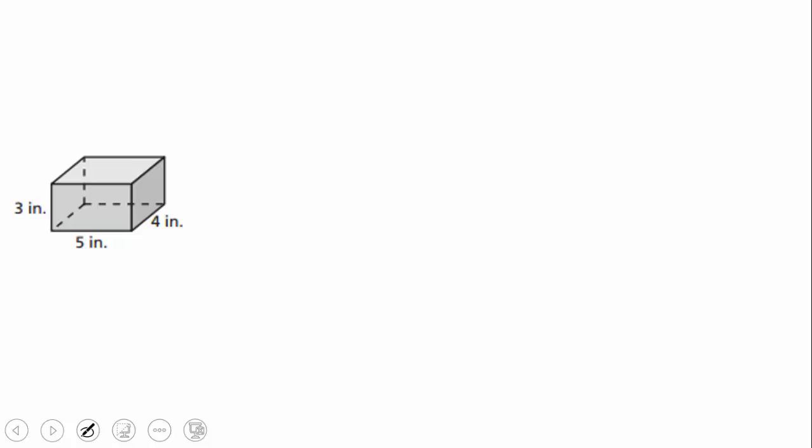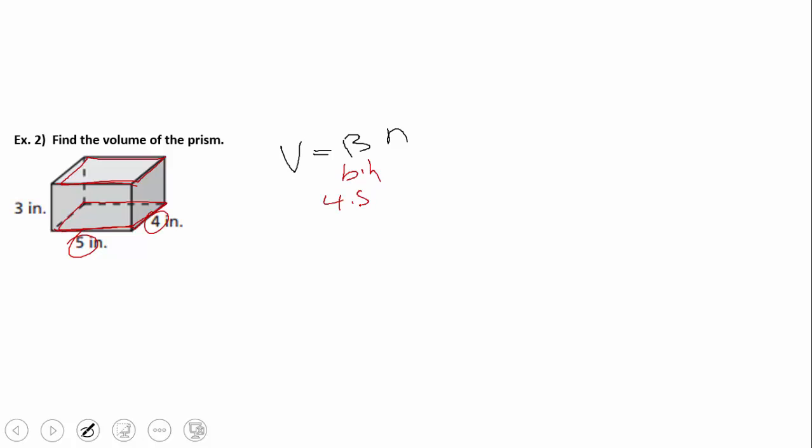Moving right along to our example number 2, where we have another rectangular prism. Volume is equal to area of the base times the height. And so our base, once again, I'm going to use the bottom. Most people are comfortable with the bottom, so I'm just going to stick with it. And that's base times height. Those numbers are 4 and 5. So 4 times 5 for the base, the area of the base, times the height of this prism, which is 3. The distance between the bases.